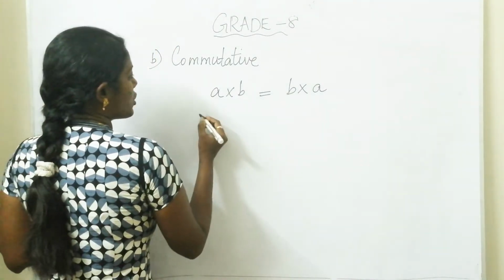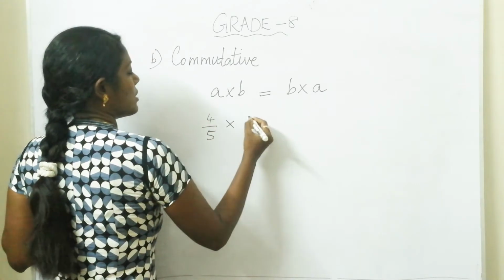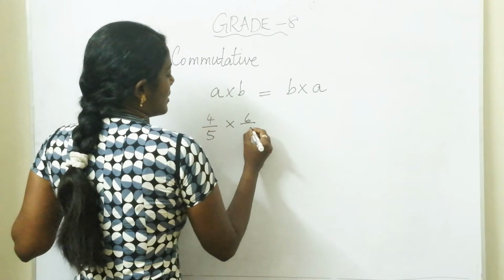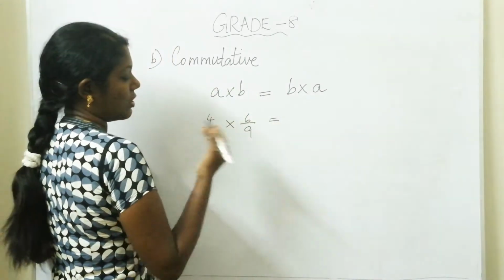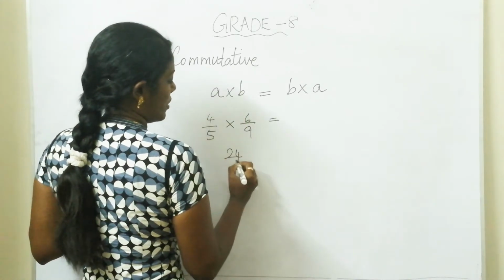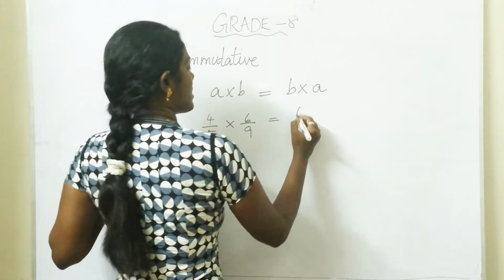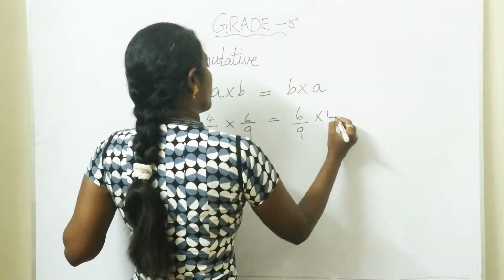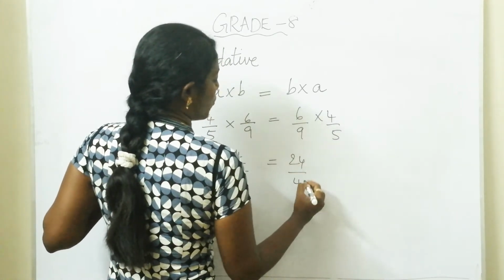I'm going to take two rational numbers, A is equal to 4 by 5 and B is equal to 6 by 9, and I'm going to check vice versa. First I'm going to check with this: 4 6s are 24, 5 9s are 45. I'm going to just reverse and see: 6 into 4, 9 into 5. I'm going to get the same answer, 24 by 45.